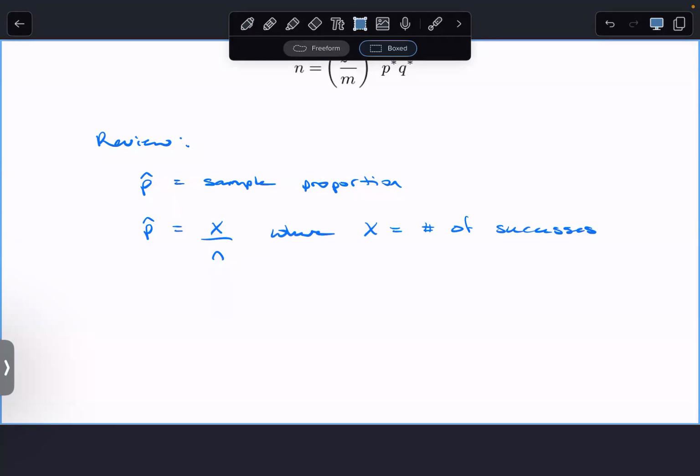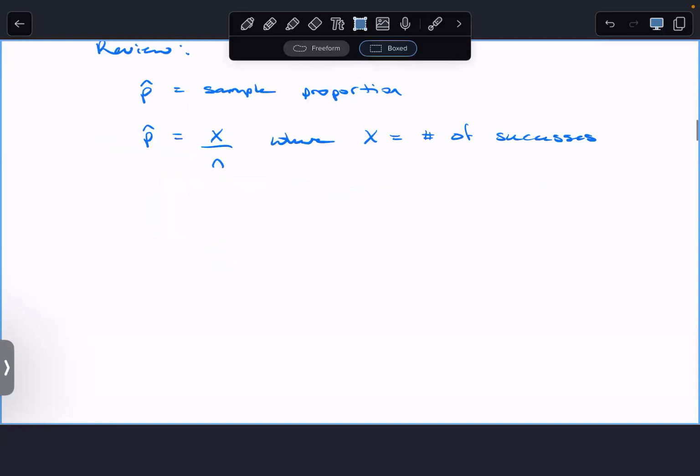Okay, what else did we have? We said, okay, then the standard error. The standard error of P hat.